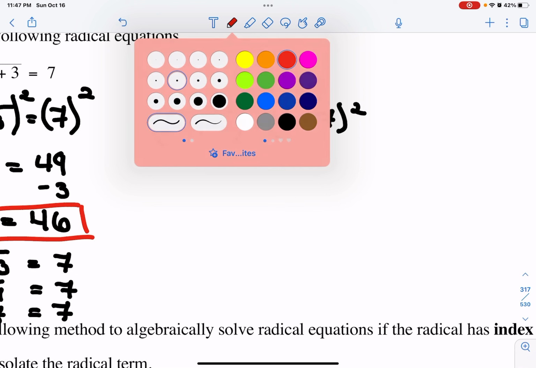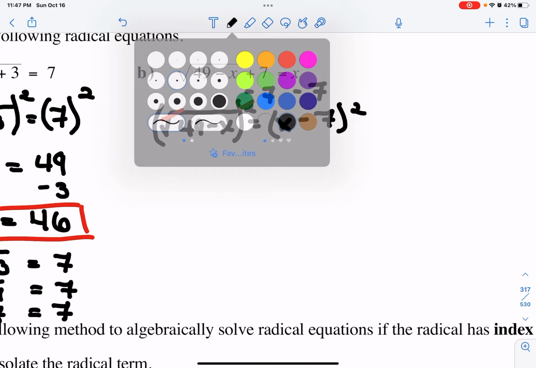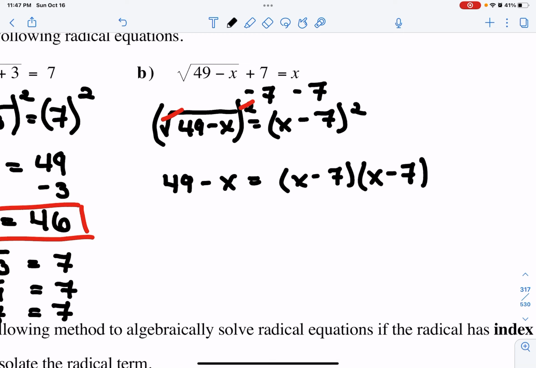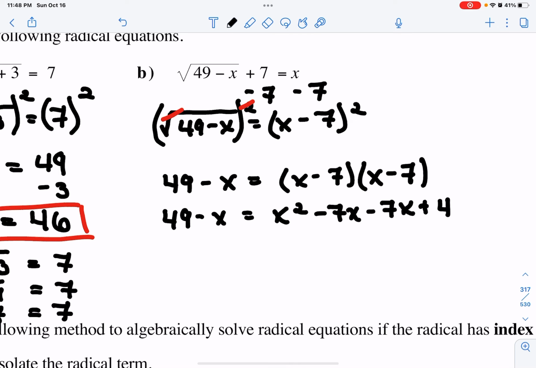We know a square and a square root are going to undo each other, leaving me with 49 minus x is equal to x minus 7 times x minus 7, or that binomial squared. 49 minus x is equal to, if I distribute this, x times x is x squared, negative 7 times x is negative 7x, and another negative 7x, and then negative 7 times negative 7 is positive 49. Now, I have 49 minus x is equal to x squared minus 14x plus 49.